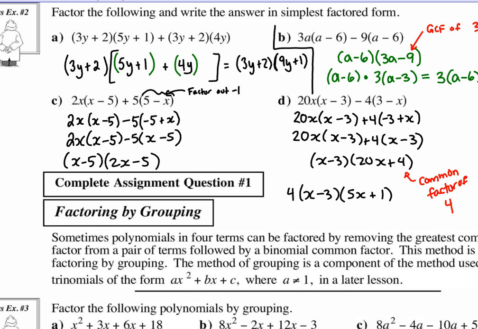It says common factor of 4. I know that's hard to read. You know, you could theoretically go from here to here, and then here. Okay, one more thing.